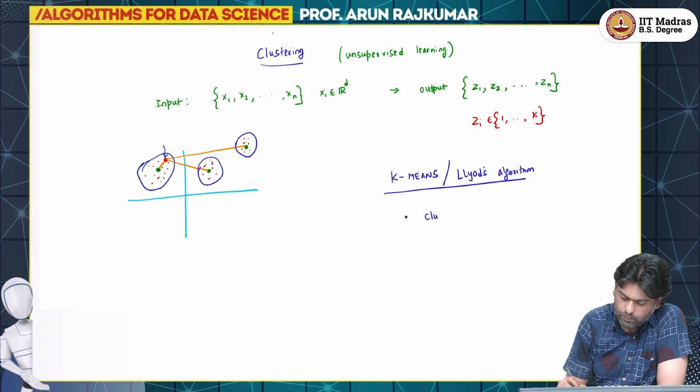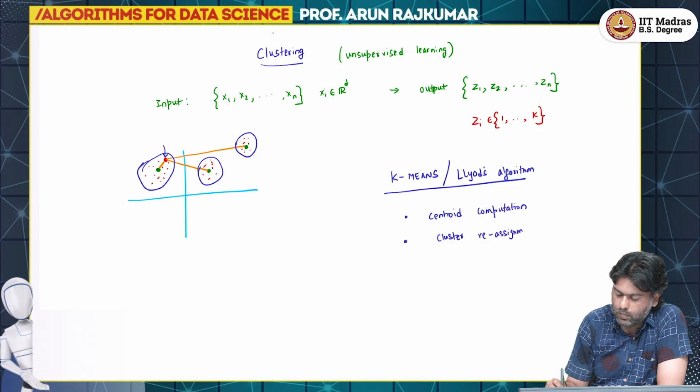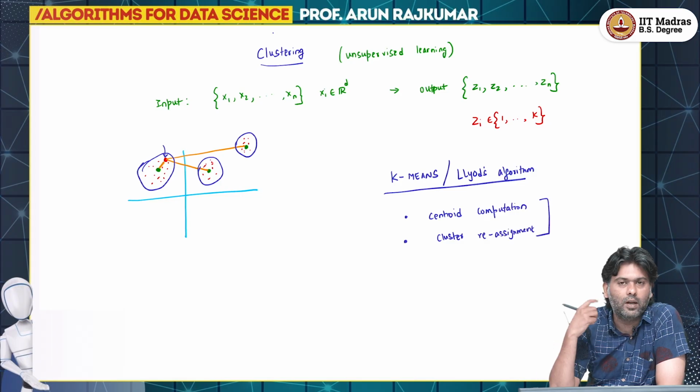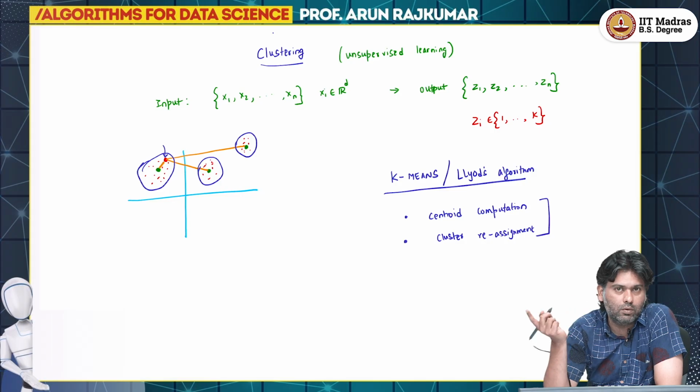So you have the centroid computation step, and then the cluster reassignment step. And these 2 steps are done iteratively until convergence.